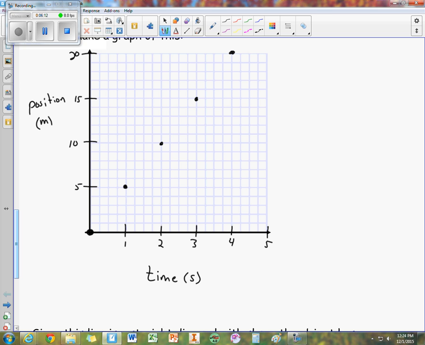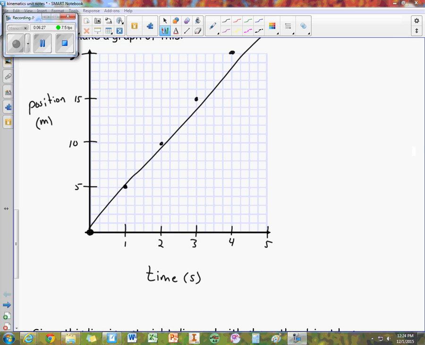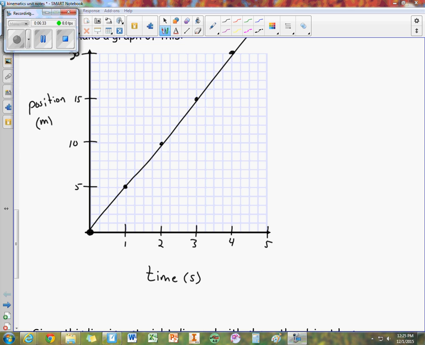Hopefully you notice that this gives us a linear relationship. So we can draw a line of best fit. Oh, I didn't like that. See if I can draw a better line of best fit. I'm freehanding this, but you should use a ruler.